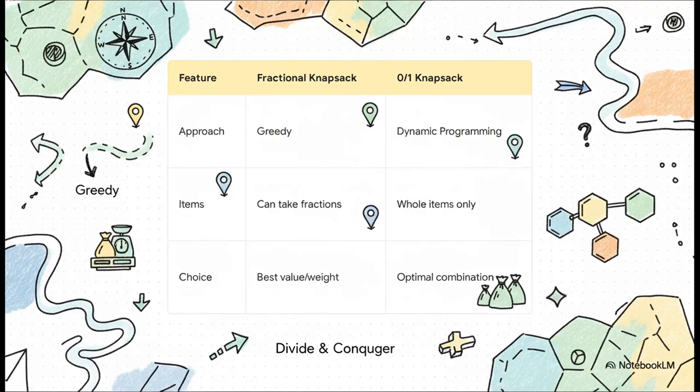And this is the classic example that makes it all click. For the fractional knapsack, where you can take, say, half a gold bar, the greedy approach of just taking the most valuable stuff per pound works perfectly. But for the 0-1 knapsack, where you have to take the whole item or leave it, well, for that you need the more careful, exhaustive approach of dynamic programming.